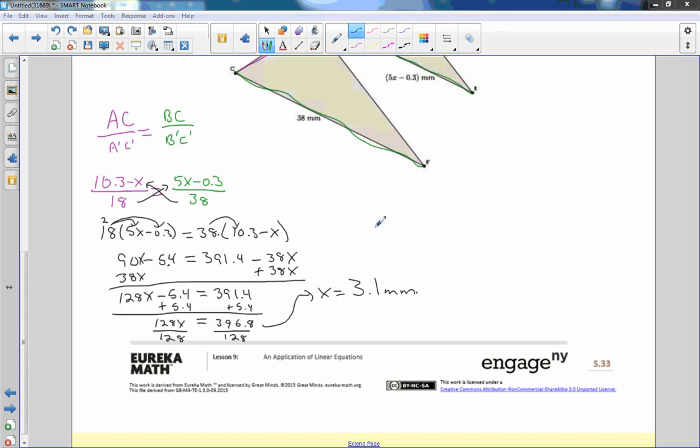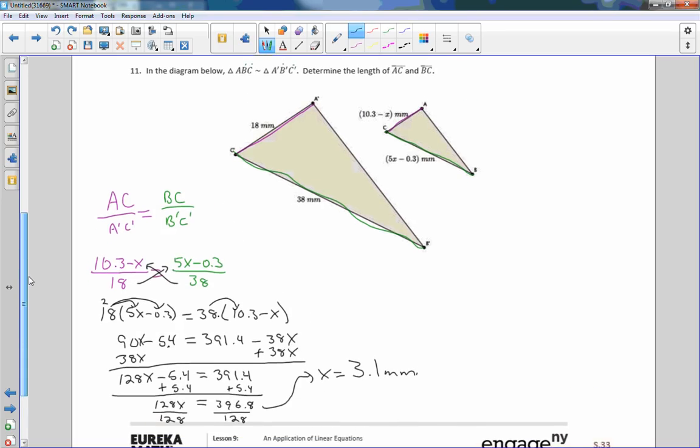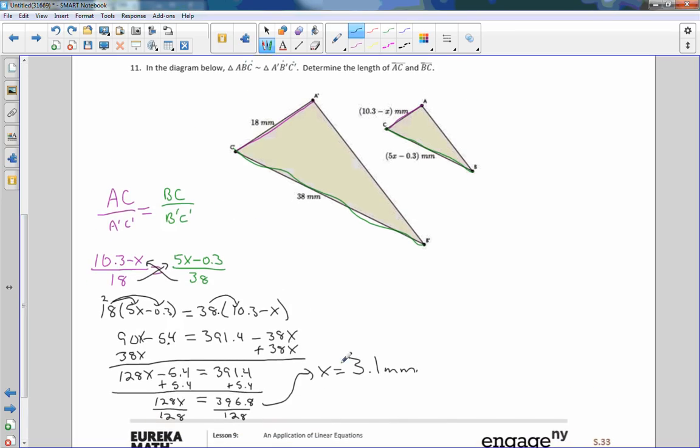Okay, we are not done. In geometry or algebra, always go back. Once you find the variable, go back and see what the question was asking for. If it said find x, we would be done. It did not say find x. It asked for the lengths of AC and the length of BC.